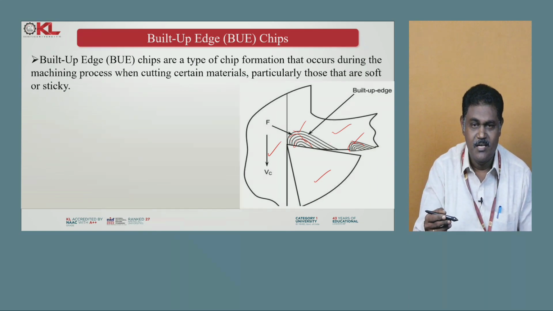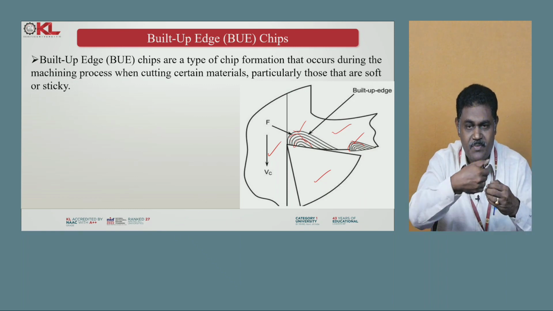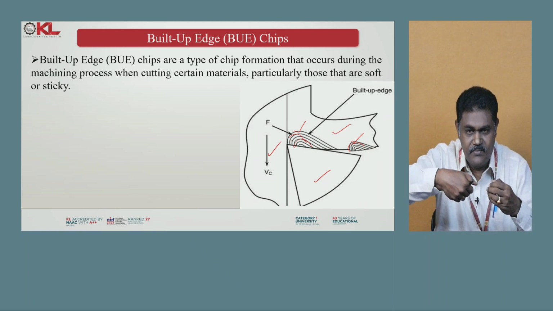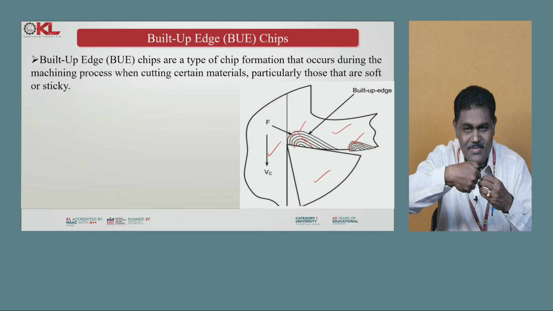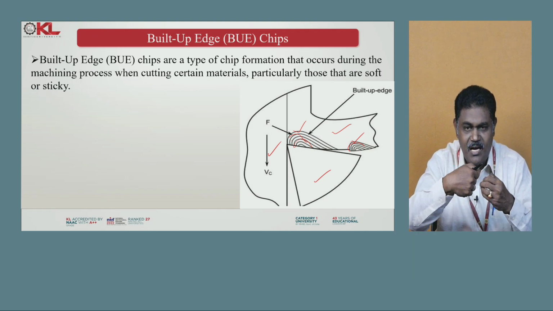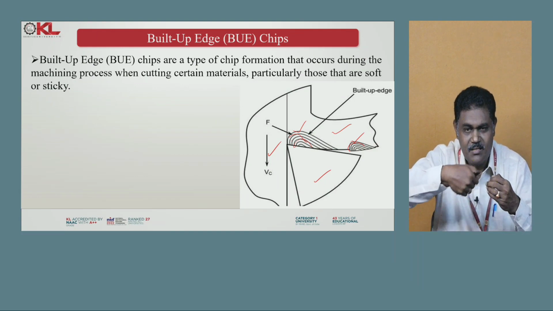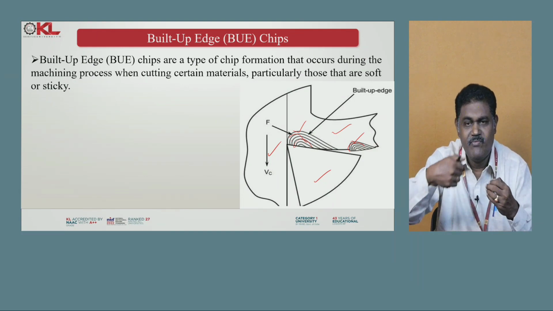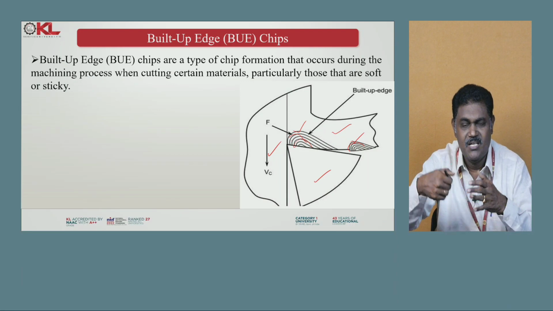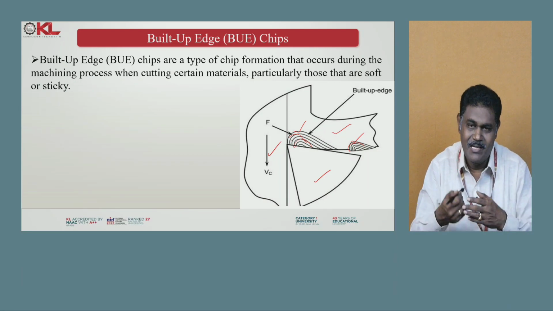While machining, the chips are forming on the surfaces. It's because of the sticky nature of the material that it sticks to the surface of the tool, then one after the other it will be overlapping and it will form an edge. That edge is called a built up edge.